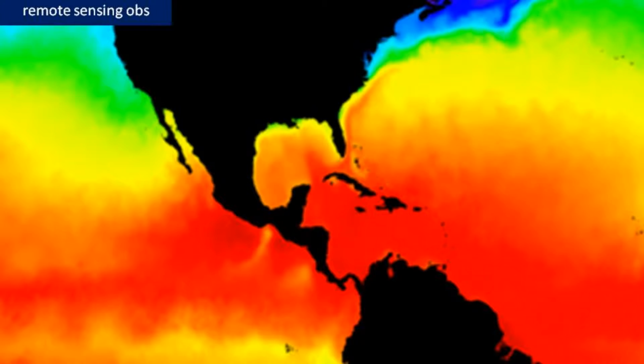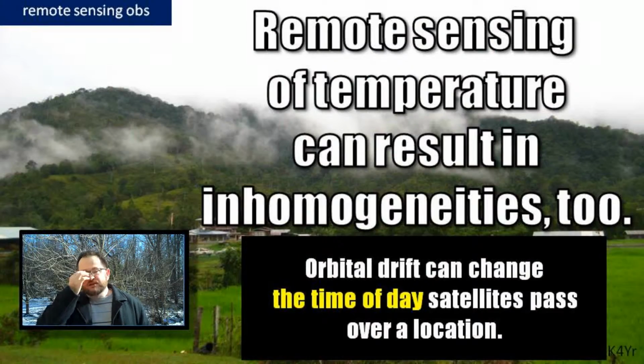You can see we can get some pretty good observations of temperature from remote sensing platforms like satellites in space. That doesn't mean that remote sensing observations don't or can't have inhomogeneities too. It's just that we have to know to watch for them as well. Now, it's not like a city's going to get built up around your satellite, but for example, the orbit of the satellite can drift with respect to time. The time of day that the satellite passes over your location.